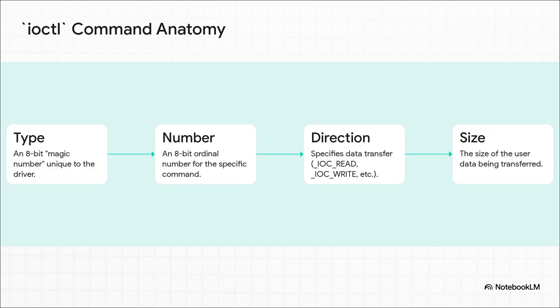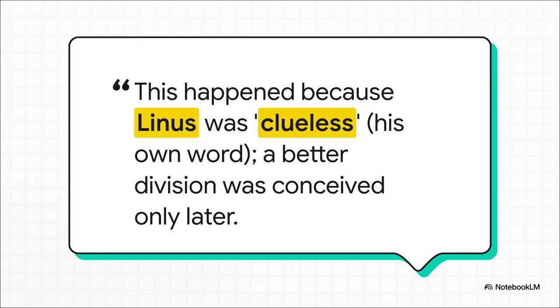This whole structure is a brilliant way to prevent a program from accidentally sending, say, a format disk command to your audio device. And here's a fun bit of kernel history for you. This elegant structure, it wasn't there in the beginning. Early versions of Linux just used a plain old 16-bit number. Linus Torvalds himself later admitted, and this is his own word, that it's because he was just clueless back then, and this much smarter system was designed later. It's a great little reminder that even the best systems have to evolve.